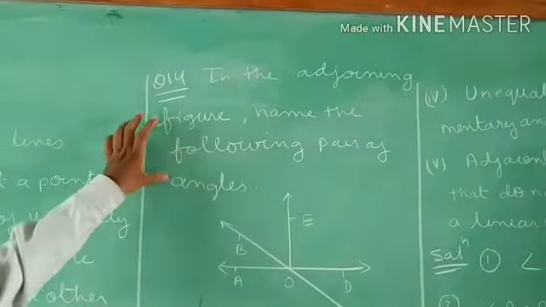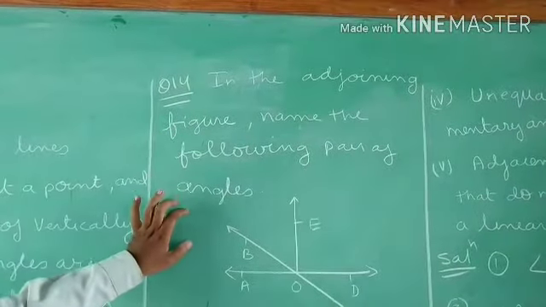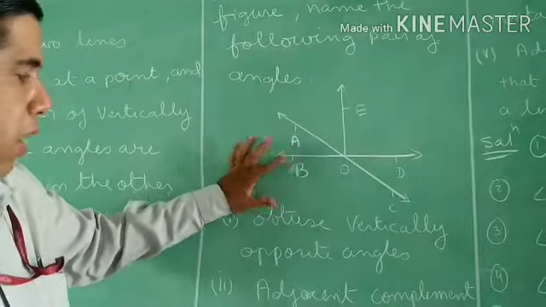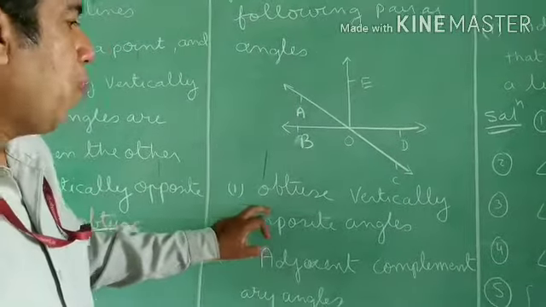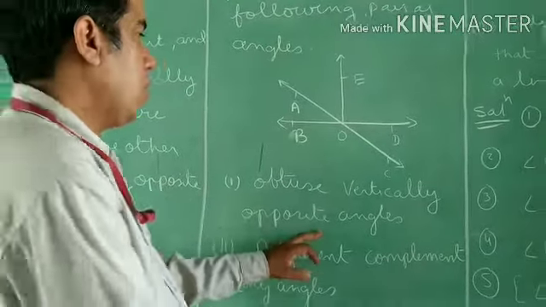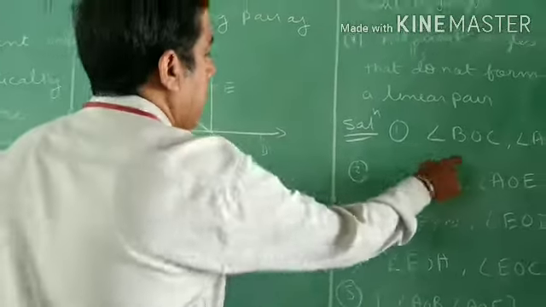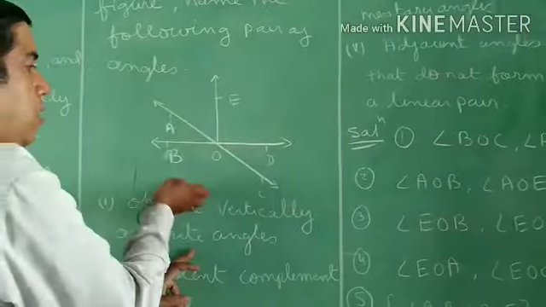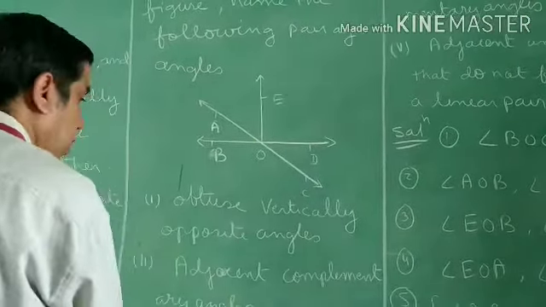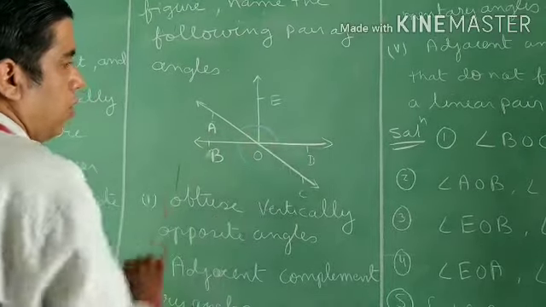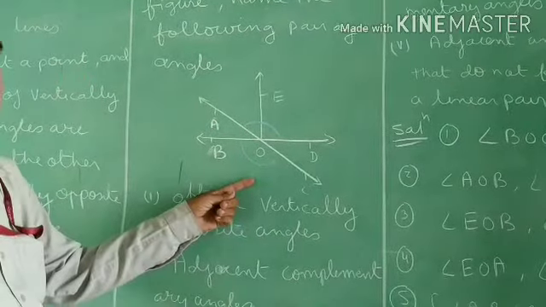In the adjoining figure, name the following pairs of angles. With the help of this figure, because of A and B, there is a mistake right here. Now let us see again. Obtuse vertically opposite angles. So you can see here, it is angle BOC and angle AOD. You can see here, it is right. So I am taking colored chalk. I will mark here. It is right. You can see easily.